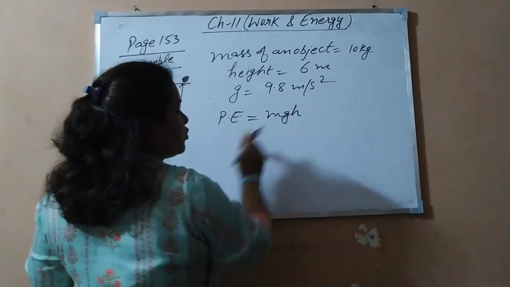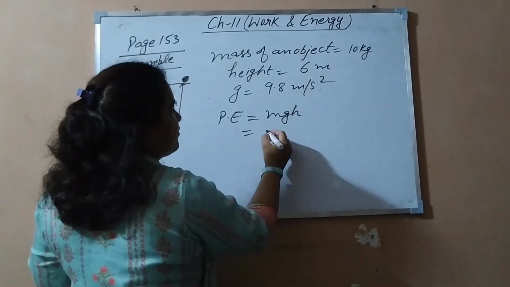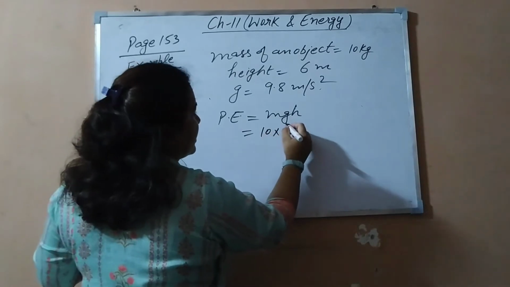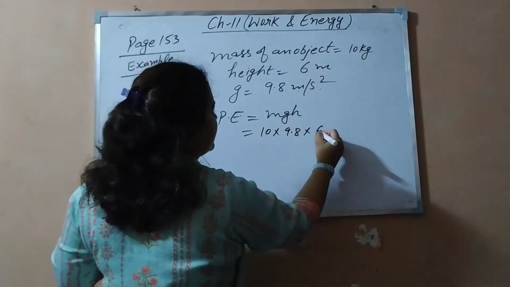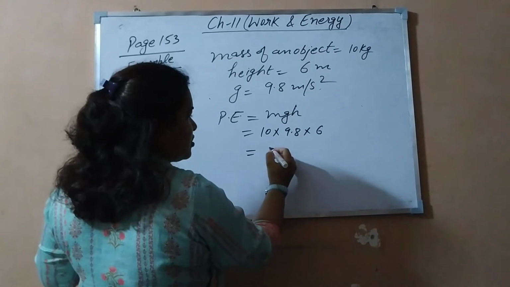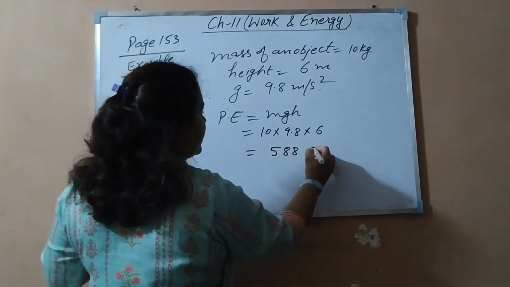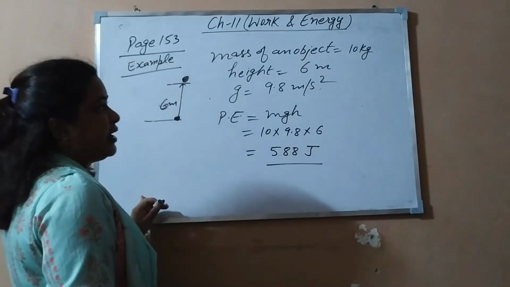And what is the formula for that? mgh. Substitute the values. 10 kilogram, that is g is 9.8 and height is 6 meter. When you will solve it, you will get your answer 588 joule, which is the SI unit of the energy.